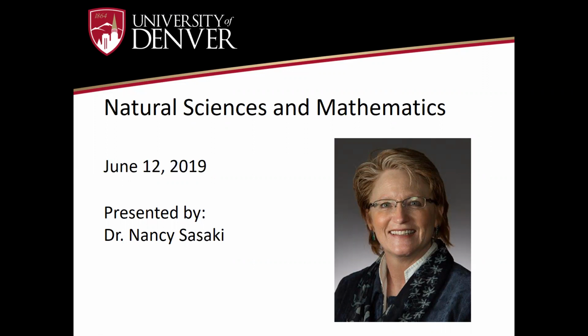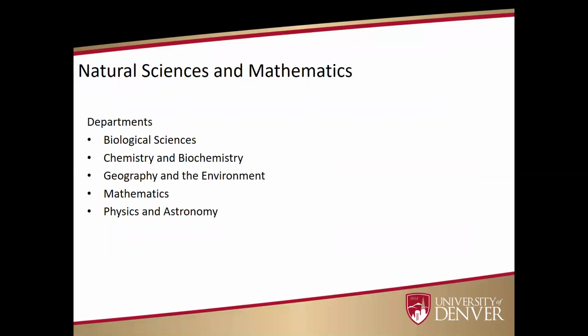I'm going to do the presentation today about what is in the Natural Sciences and Mathematics, and hopefully answer questions that you might have in regards to registration for your fall quarter. We have 5 departments in the Natural Sciences and Mathematics. They are Biological Sciences, Chemistry and Biochemistry, Geography and the Environment, Mathematics, and Physics and Astronomy. Hopefully, those of you that are listening are interested in one or perhaps more than one of these areas.